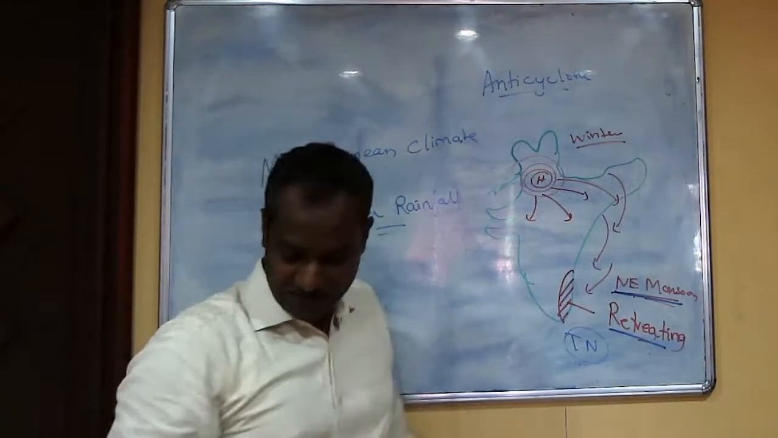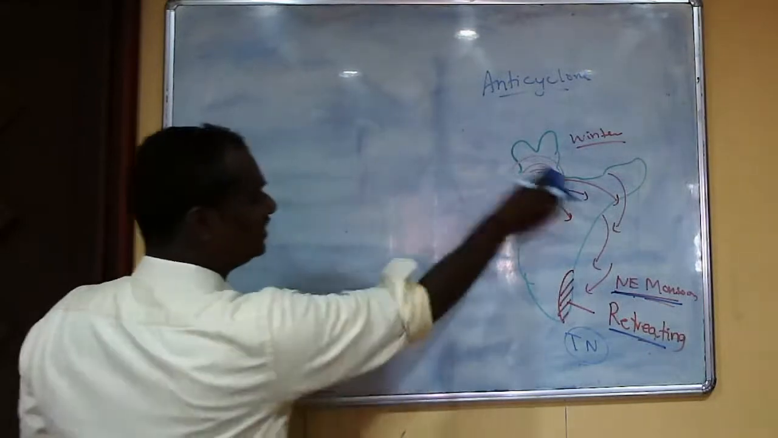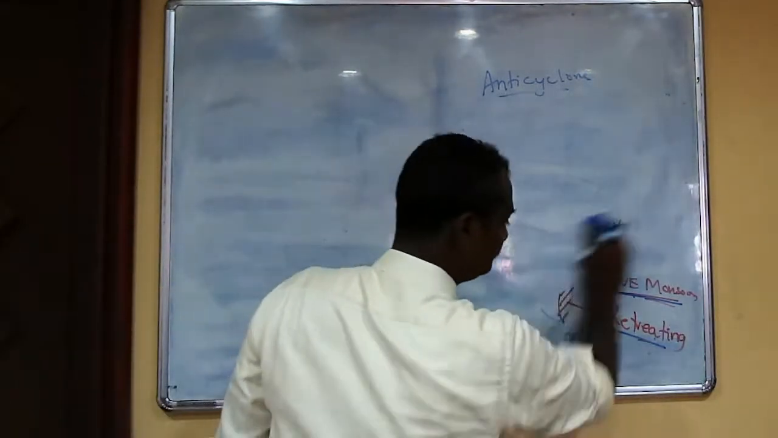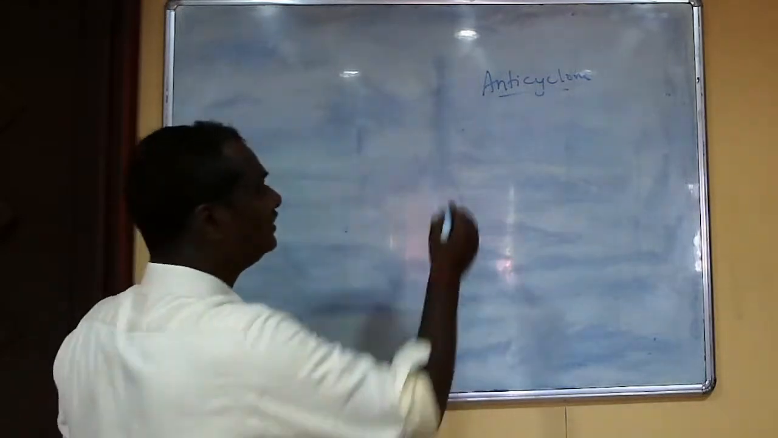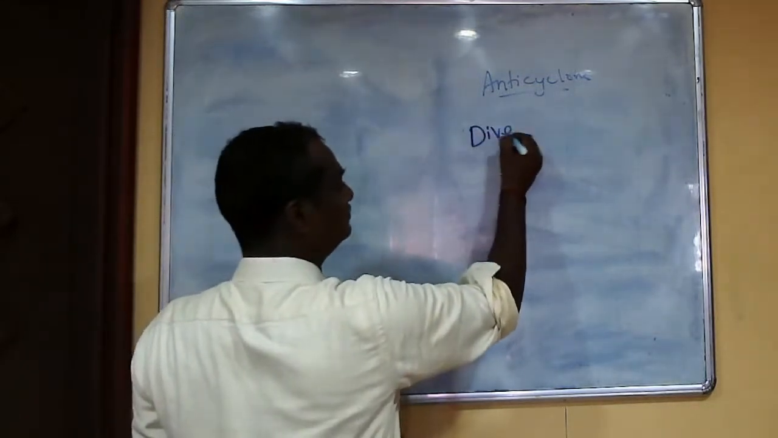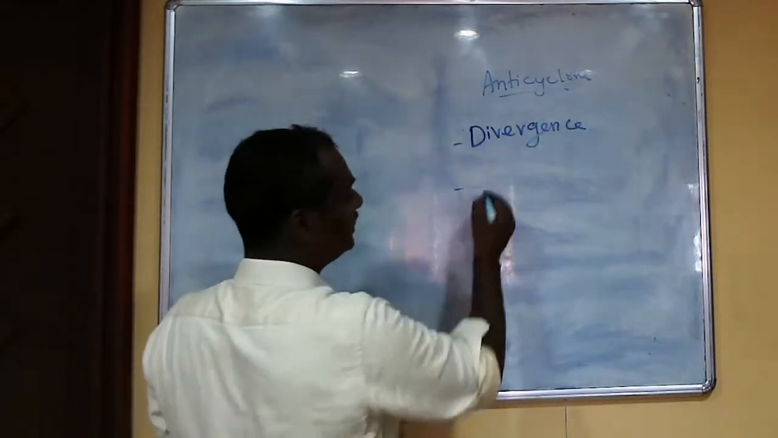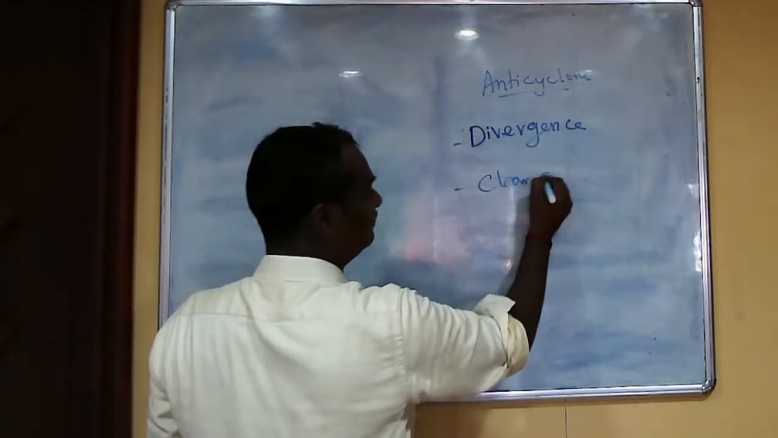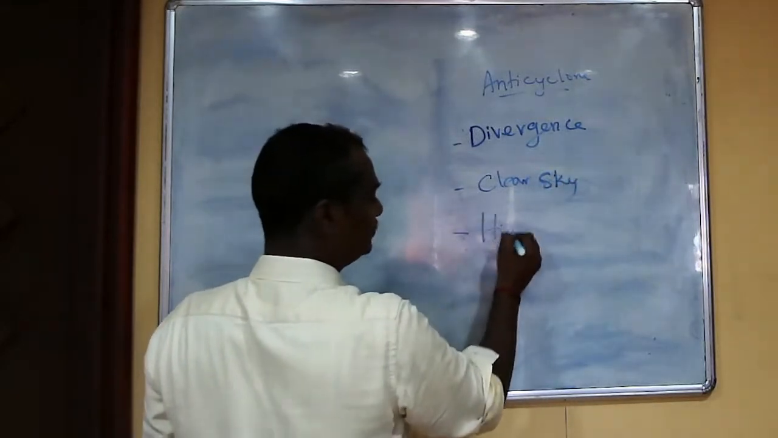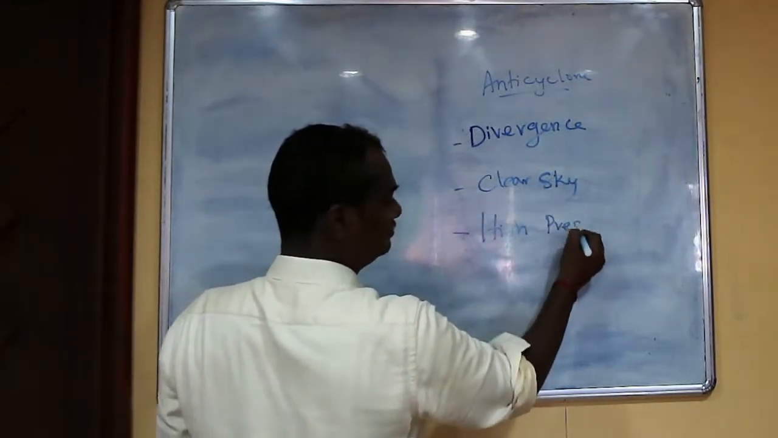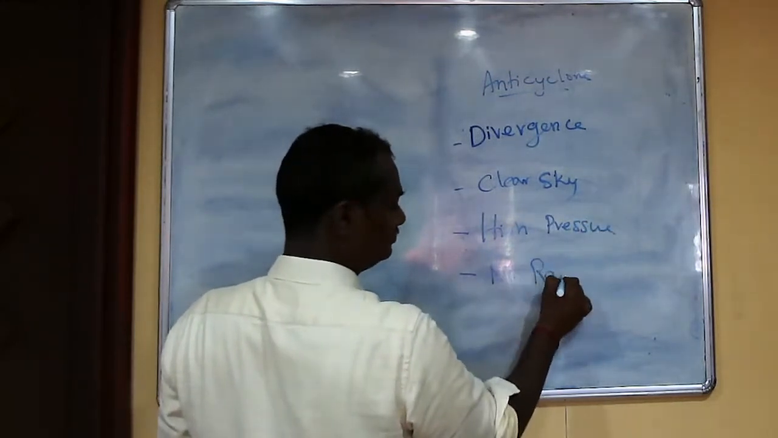So this is cyclone and anticyclone. Who can tell me the properties of anticyclone? High pressure, area of divergence, atmospheric stability, clear sky. Then high pressure zone, no rainfall, stability.